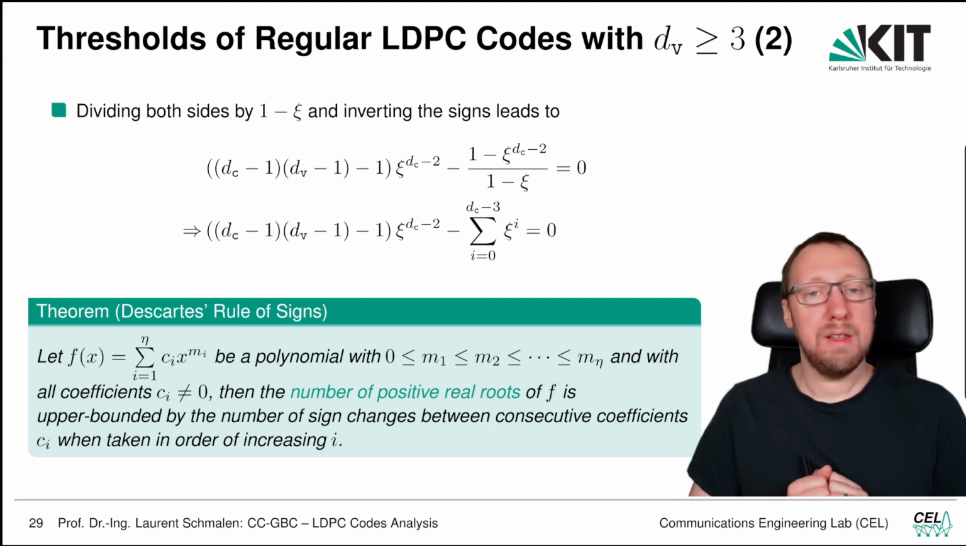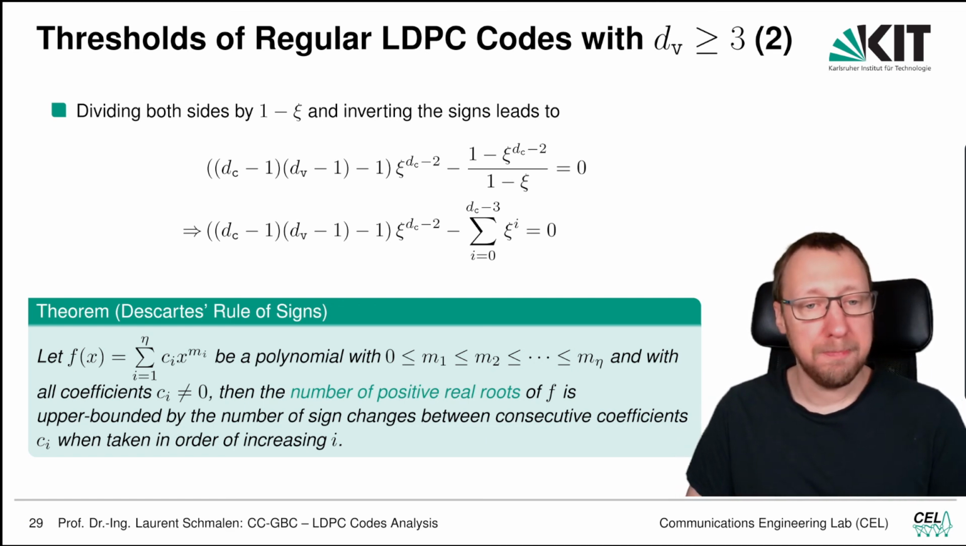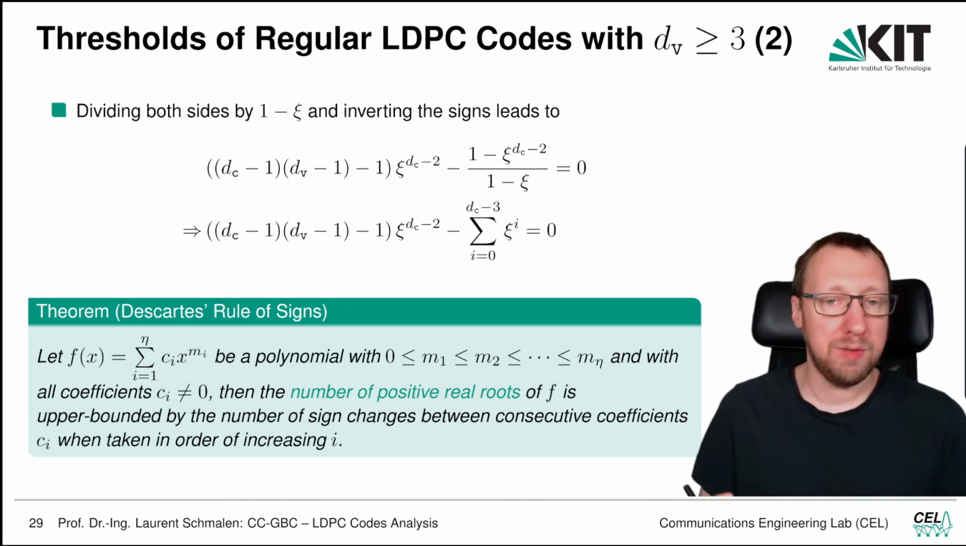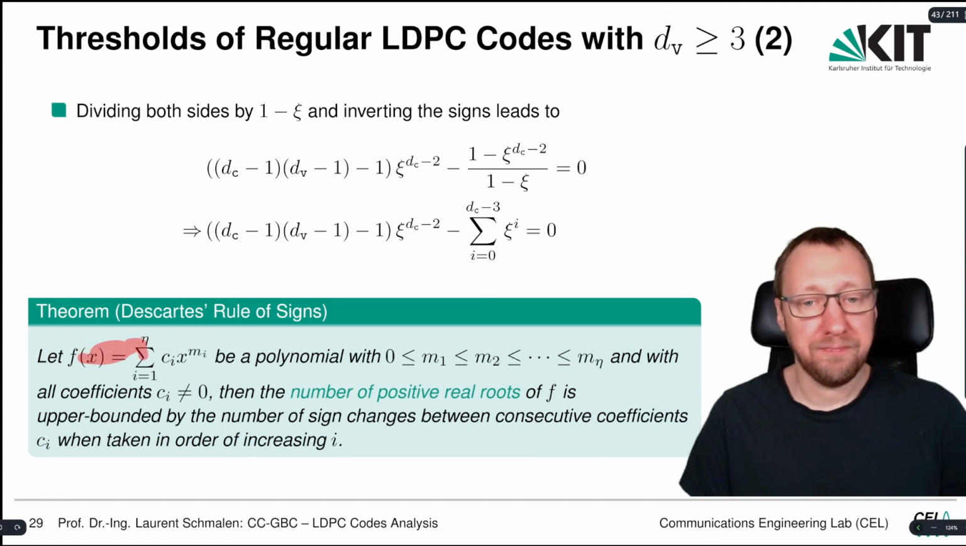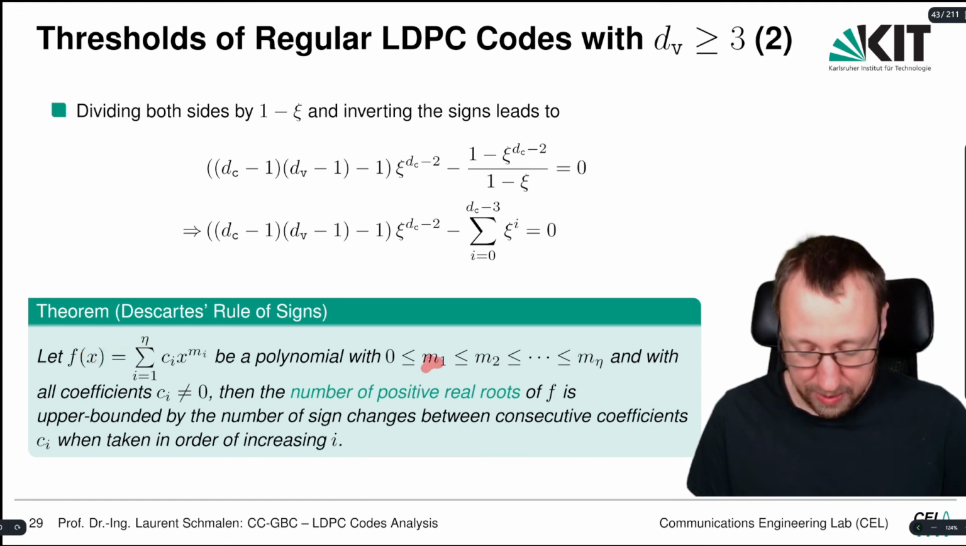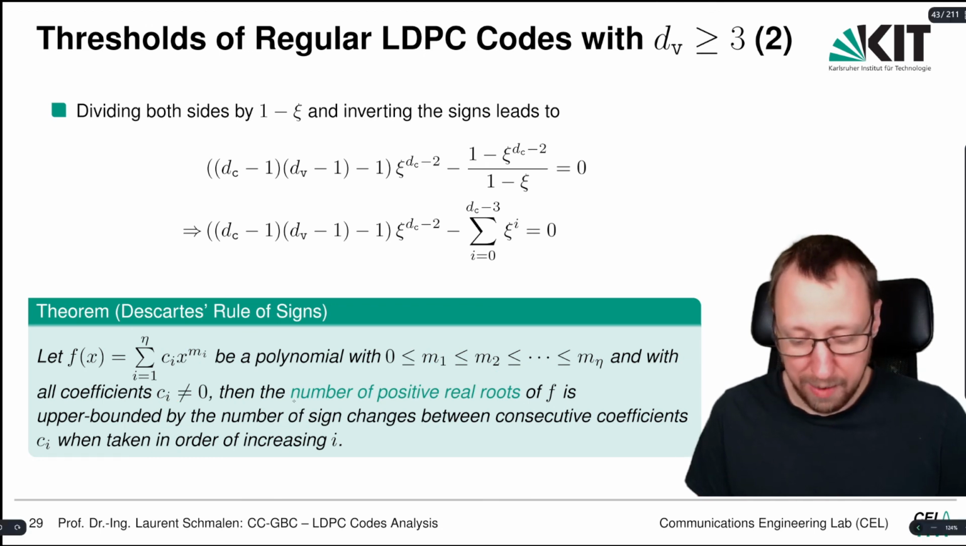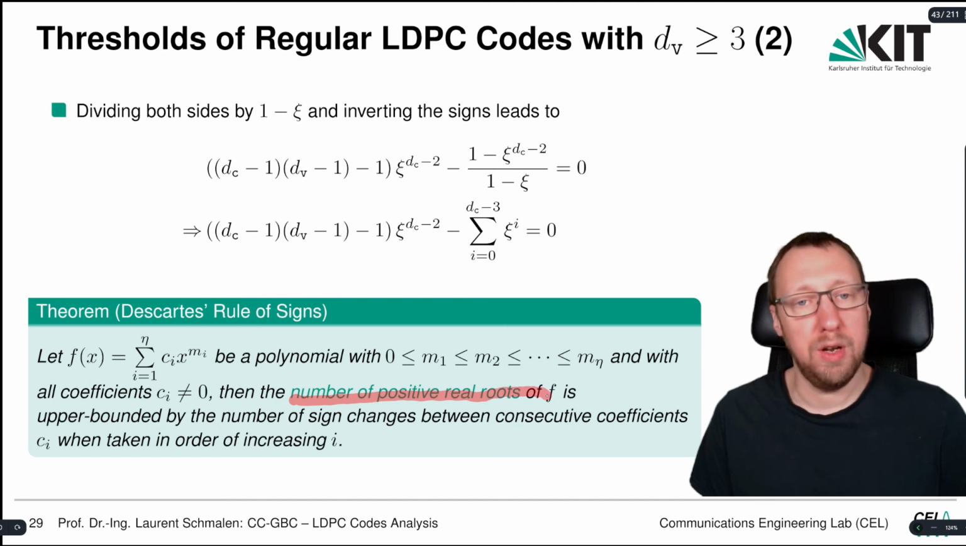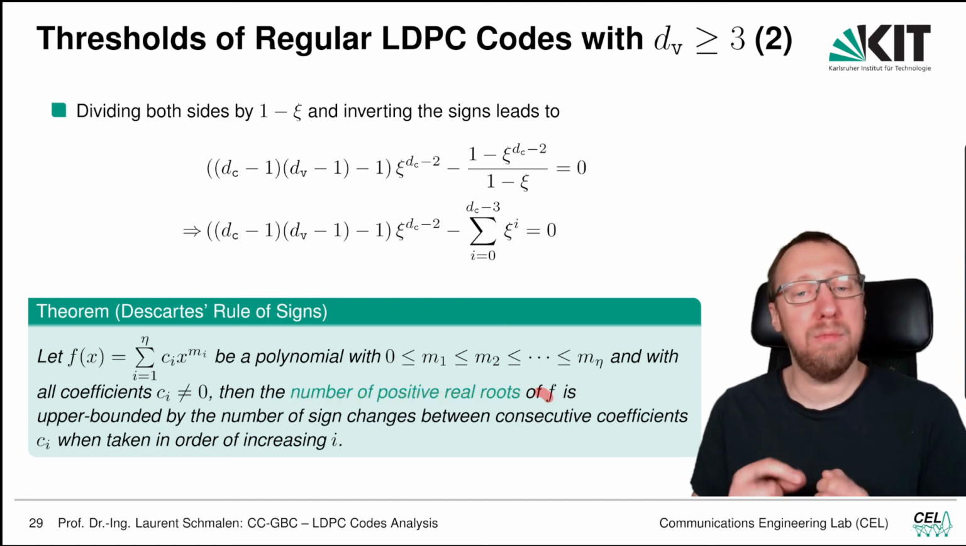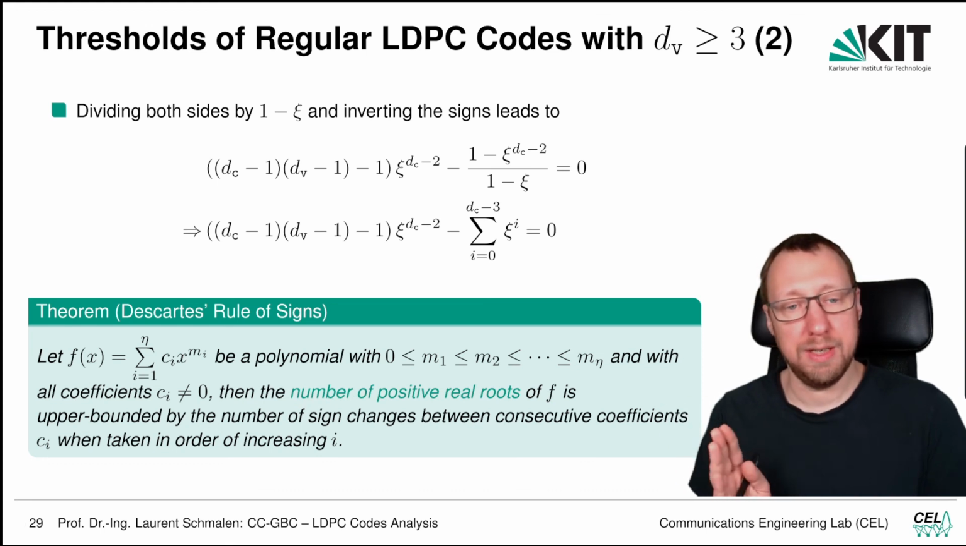Now we use Descartes' rule of signs. Descartes' rule of signs is a very nice way of telling us how many real roots a polynomial has. So if we have a polynomial f of x, and the exponents are ordered, m1 smaller or equal than m2, smaller or equal than m3, and so on, and all the coefficients are unequal to 0, then we can say the number of positive real roots of this polynomial is upper bounded by the number of sign changes between consecutive coefficients.